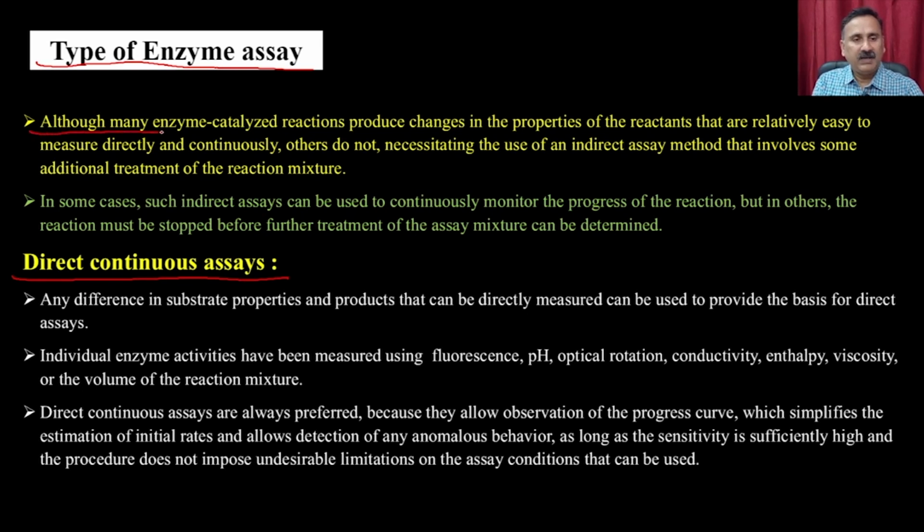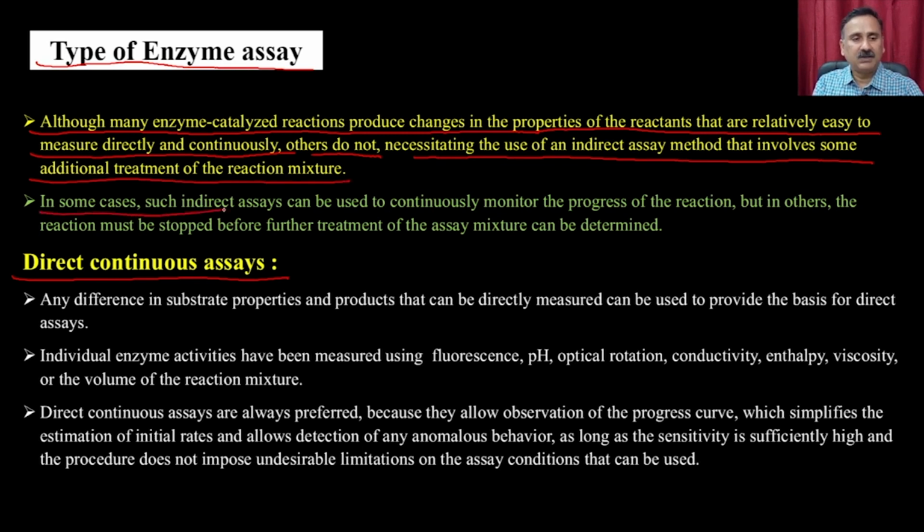Although many enzyme catalyzed reactions produce changes in the properties of reactants that are relatively easy to measure directly and continuously, others do not, necessitating the use of an indirect method that involves some additional treatment of the reaction mixture. In some cases, such direct measurement can be used to continuously monitor the progress of the reaction, but in other cases, the reaction must be stopped before further treatment of the assay mixture can be determined.